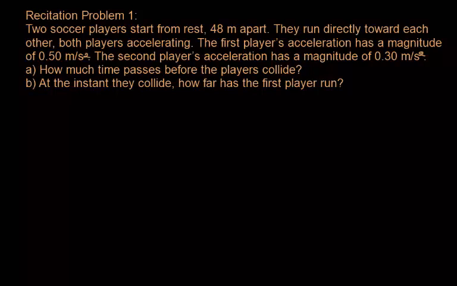Recitation problem 1. Two soccer players start from rest 48 meters apart. They run directly toward each other, both players accelerating. The first player has an acceleration that has a magnitude of 0.5 meters per second squared. The magnitude of the second player's acceleration is 0.30 meters per second squared.